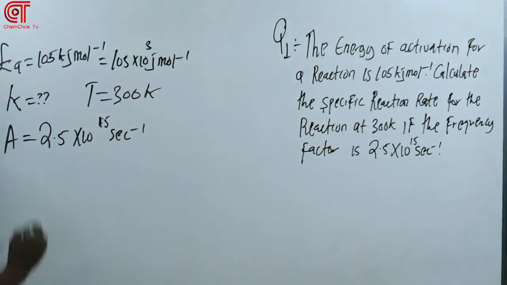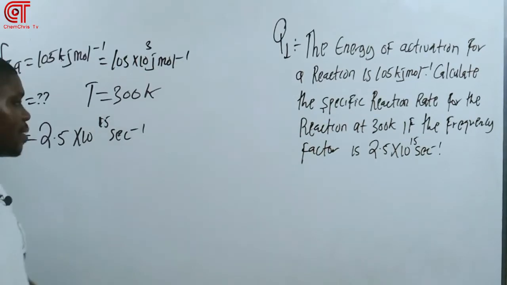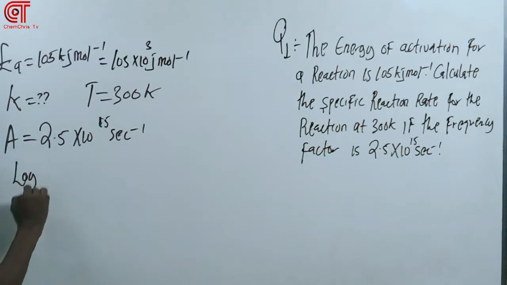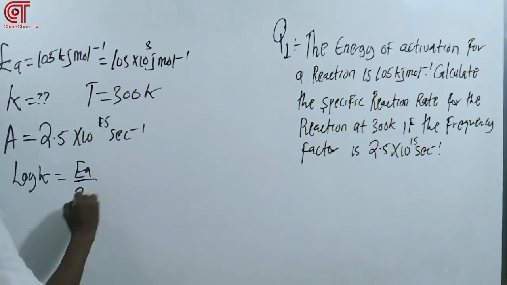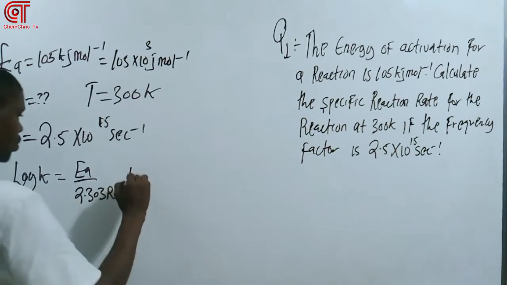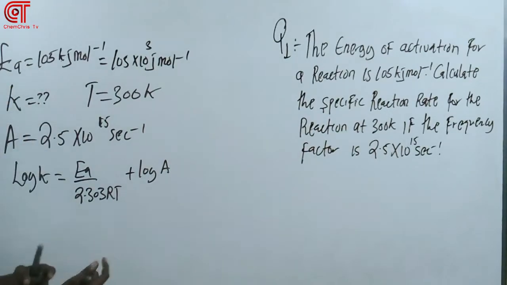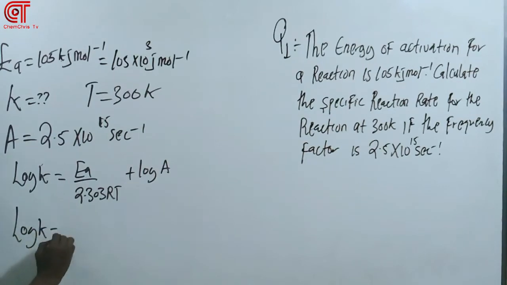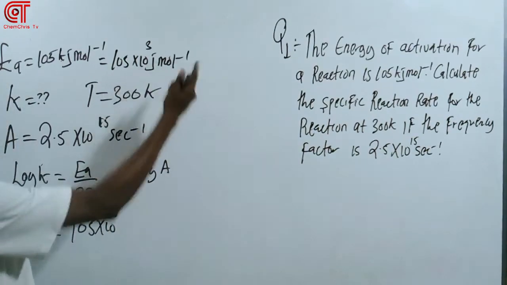Because it involves only one temperature, I want to use the formula that involves only one temperature, which is log K equals to negative EA over 2.303 RT, plus log A. So what you really want to do is to substitute your values. Remember, K is what you are looking for, right? So log K equals EA, which is 105 exponential 3. We should ignore the unit first.